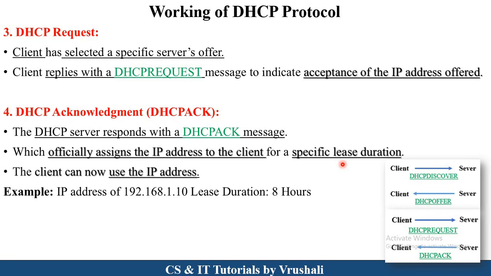See, this is a temporary IP address, right? So it requires a particular duration of time. For example, this is your IP address and the lease duration is 8 hours. After that, the client actually uses this IP address to connect to the network. So this is the work of the DHCP protocol. By using that protocol, the client is connected to the wide area network or to the internet.